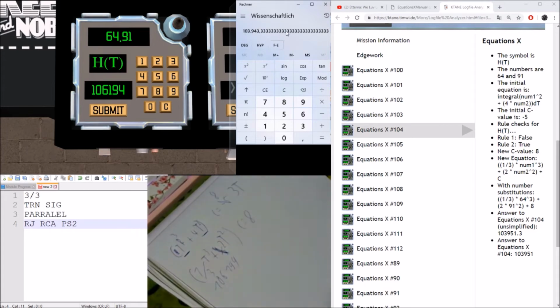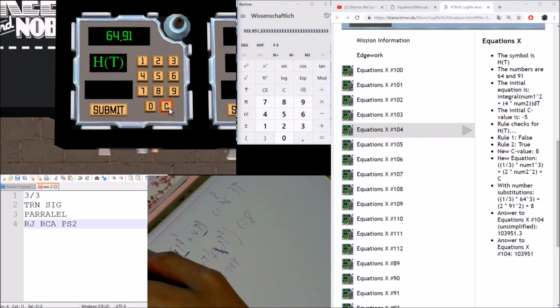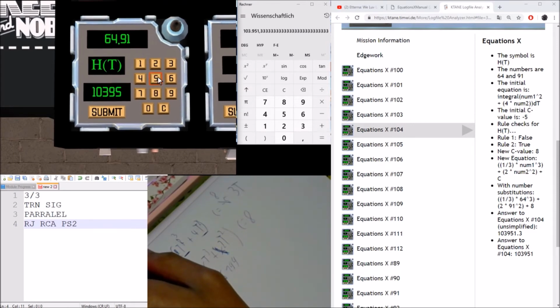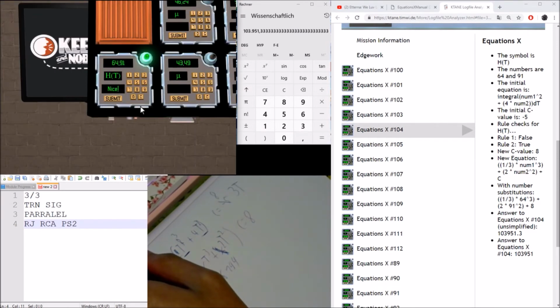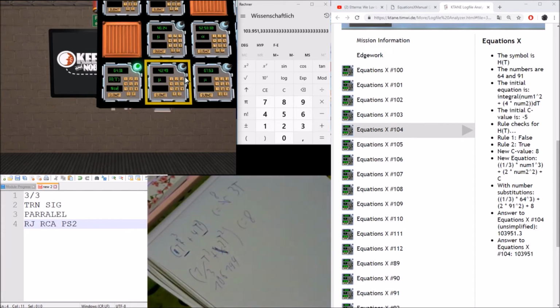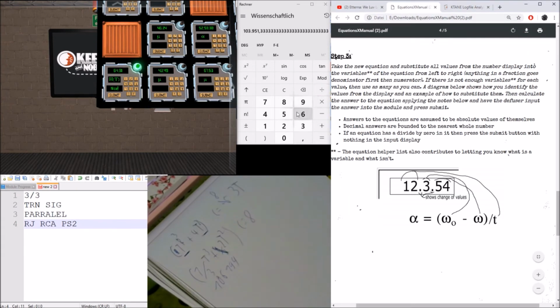If you have a decimal number, always round it. So it's rounded down to 3. It stays. And now you add 8. And this is your right answer now: 0.03951. There we go.